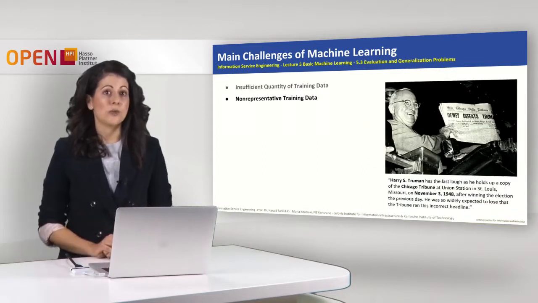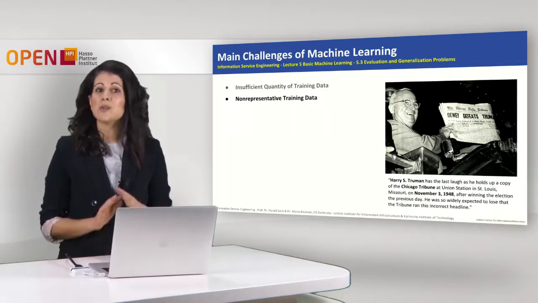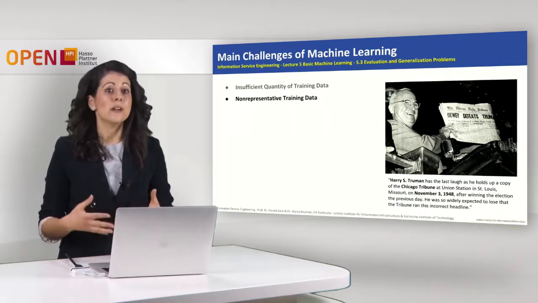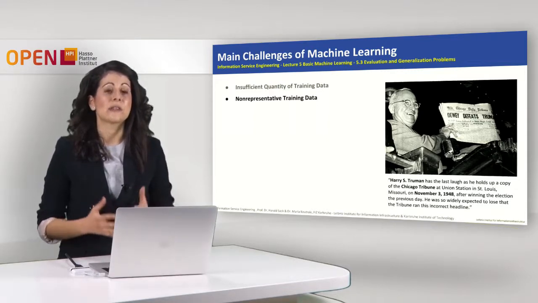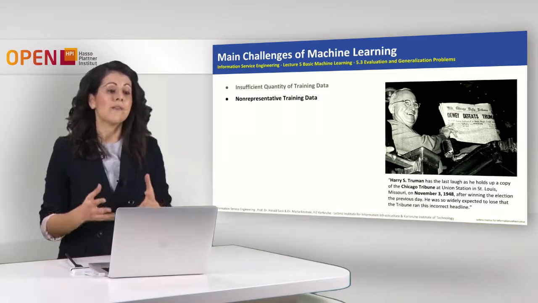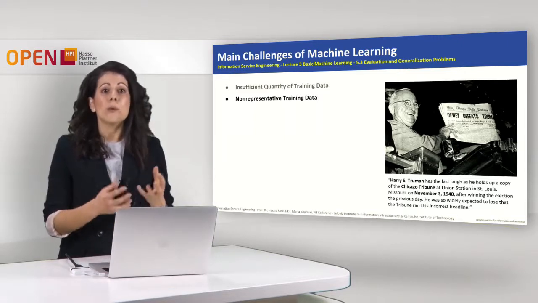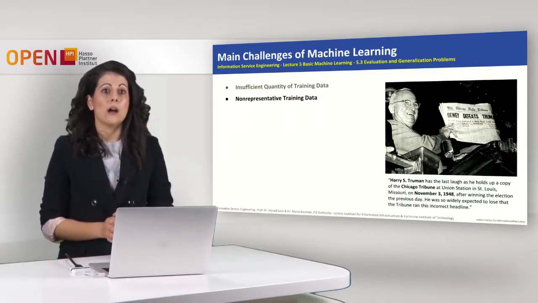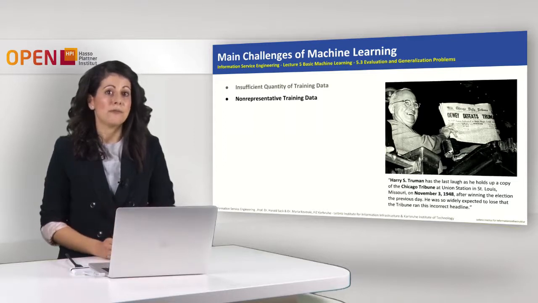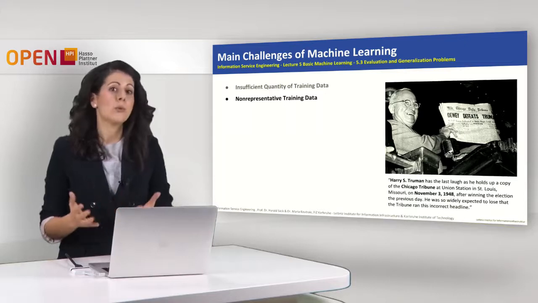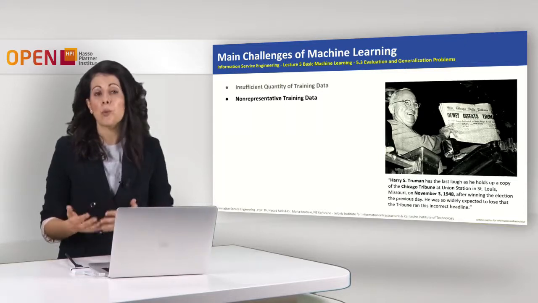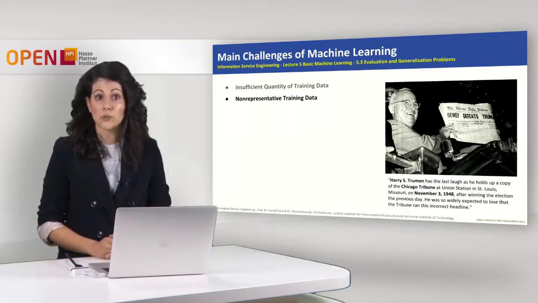The second challenge we face here is the non-representative training data, because there is no way that the algorithm is able to generalize if the training data is not representative enough, meaning we don't have data from all the possible categories the algorithm may face. So if we train an algorithm only with the easy cases, there is no way that it will generalize and perform well in the difficult cases as well.